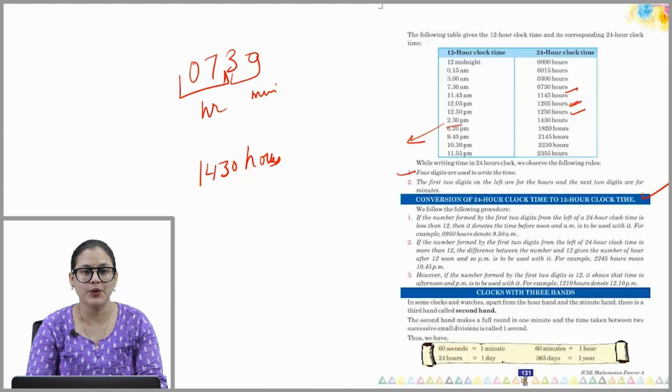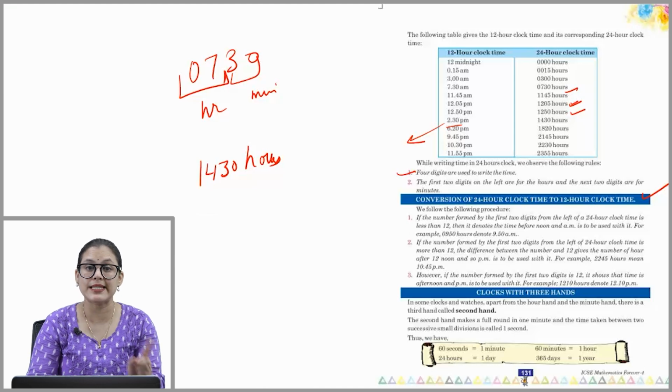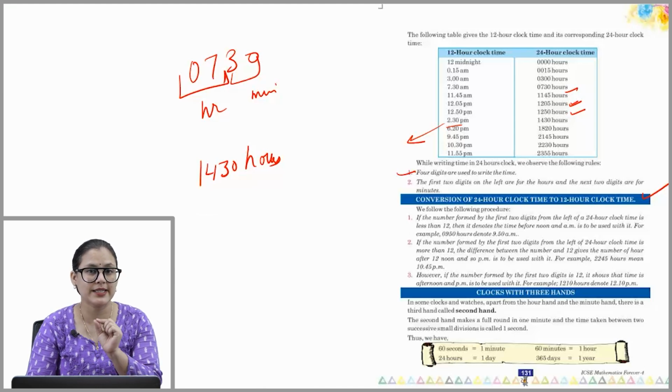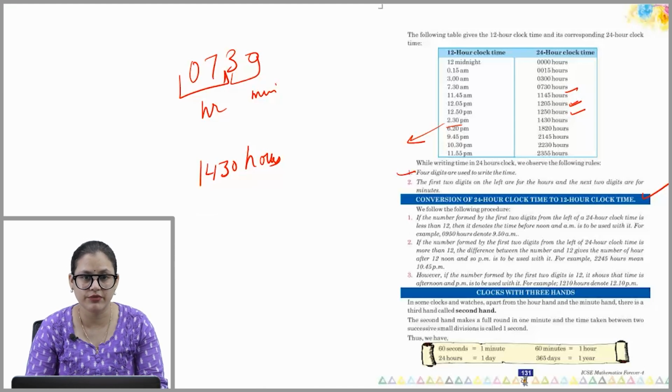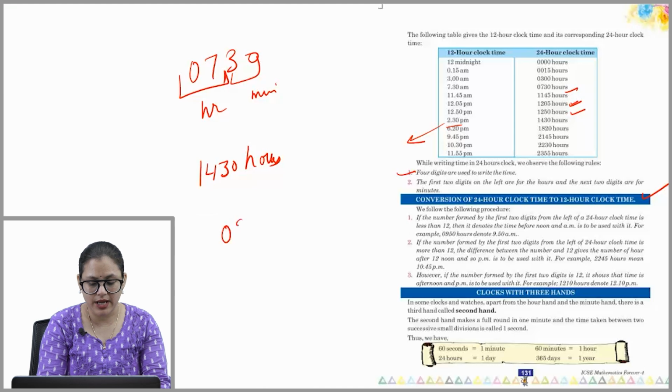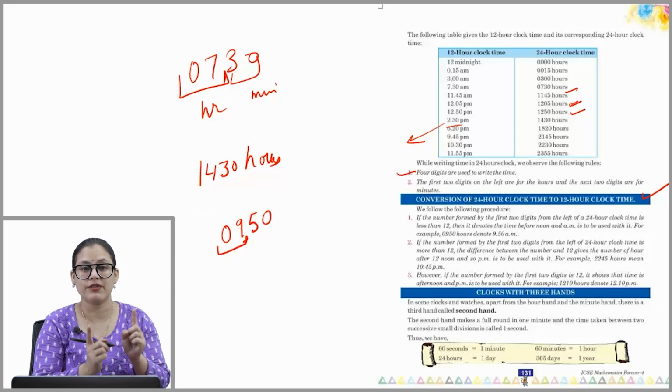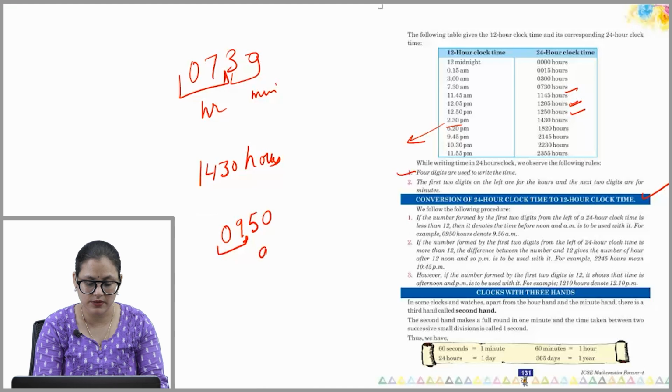We follow the following procedure. Number 1, if the number formed by the first 2 digits from the left of a 24-hour clock time is less than 12, then it denotes the time before noon and AM is to be used with it. For example, 0950 hours. These 2 digits are less than 12. That means this is AM, 9:50 AM, right?